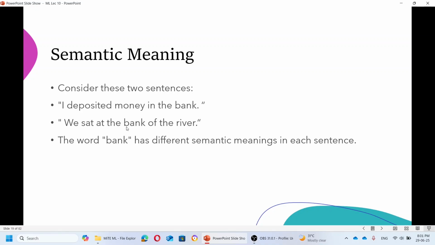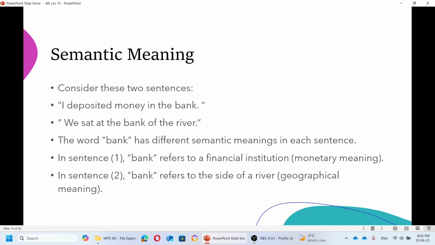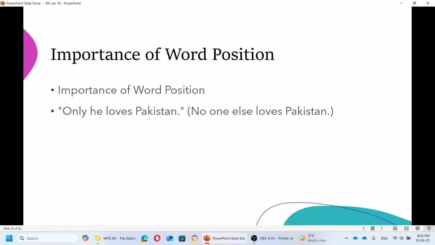So how will a computer know this bank is different from this one? From its usage or from its surrounding words. So in sentence 1, bank refers to a financial institution, and in sentence 2, bank refers to the side of a river, a geographical meaning.